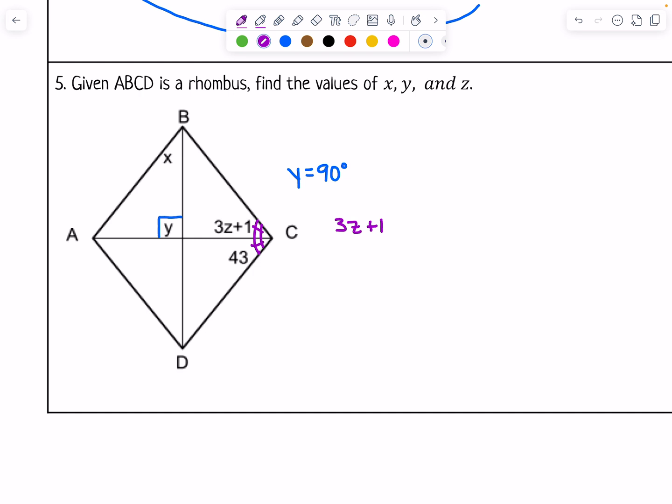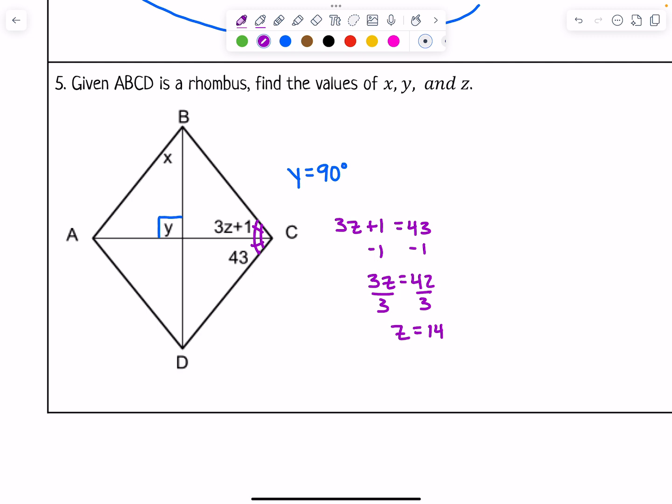Because then I know 3z plus 1 would equal 43. I can subtract 1, and I get 3z equals 42. And then just divide by 3. Let me just make sure. Yep, that would be 14. Okay, so z is 14, y is 90, and then we're just left with x.